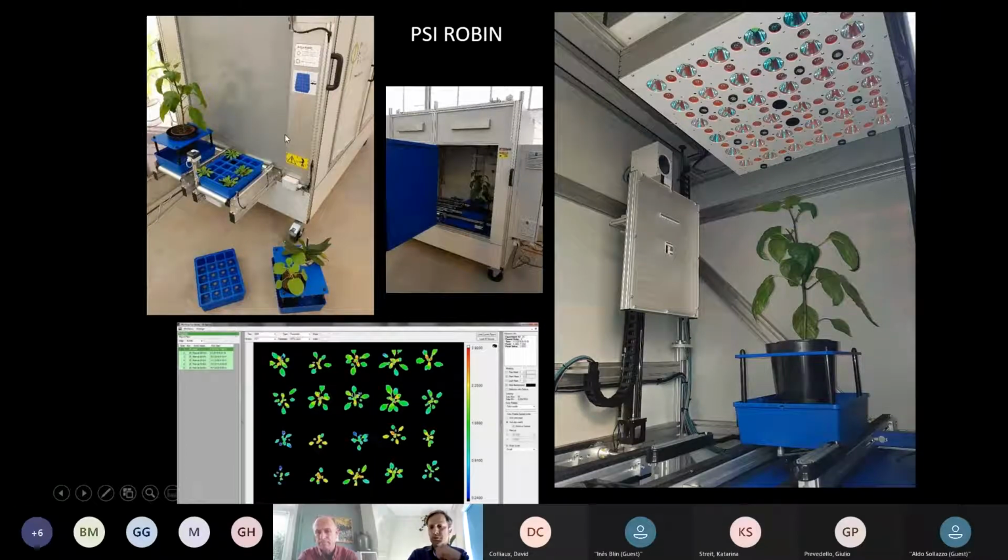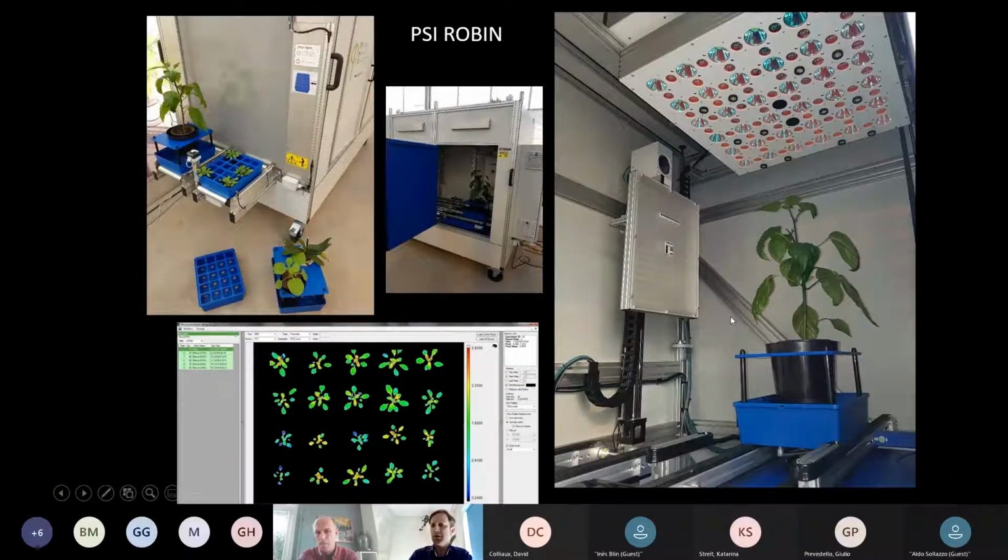So the PSI Robin is a standalone box on wheels. It's actually quite a small box, about 2 meters high, with a range of cameras. So we have, for instance, a 3D laser triangulation system that generated the point cloud that I've shown on the previous slide, but also an RGB side view camera to take an RGB picture, as well from the side as from the top. So there's an RGB camera in this panel.